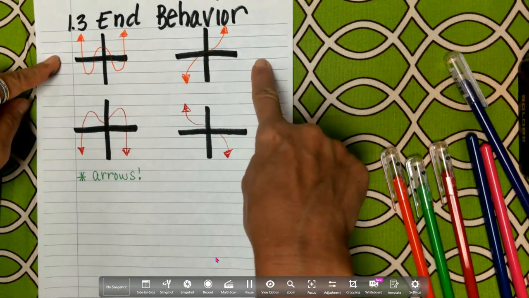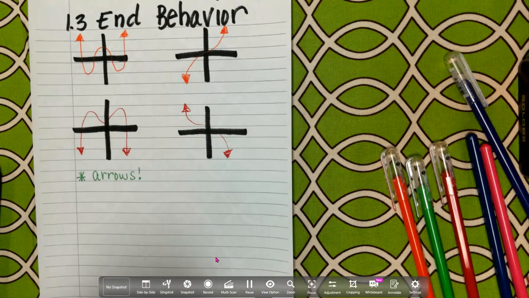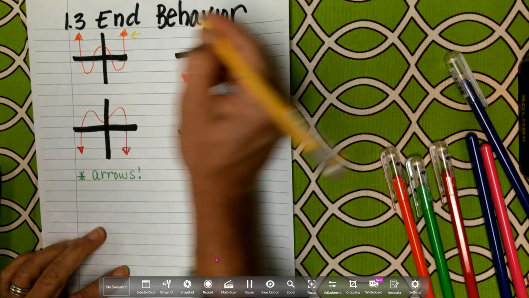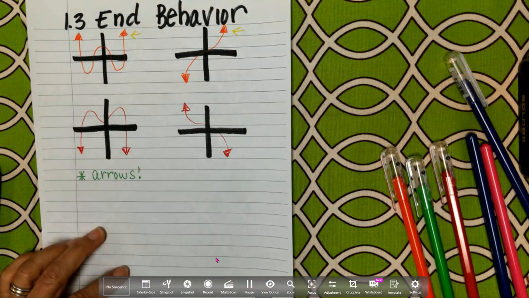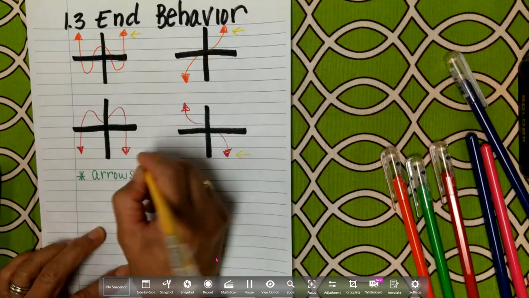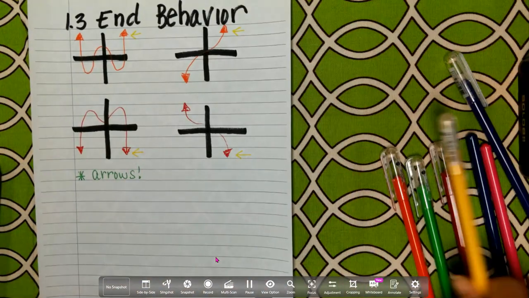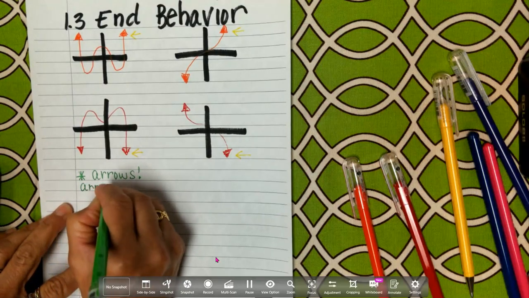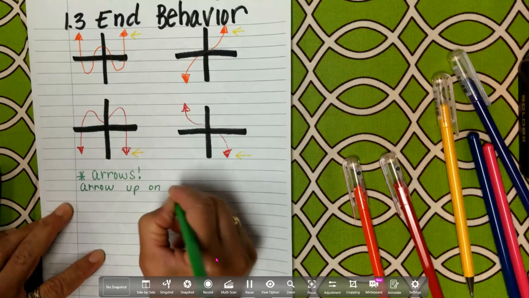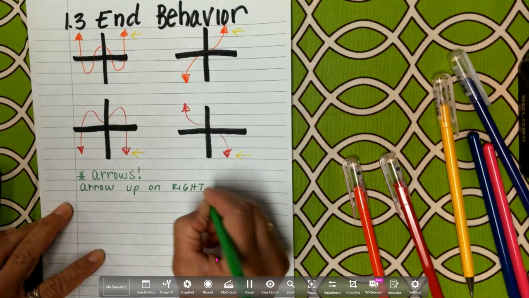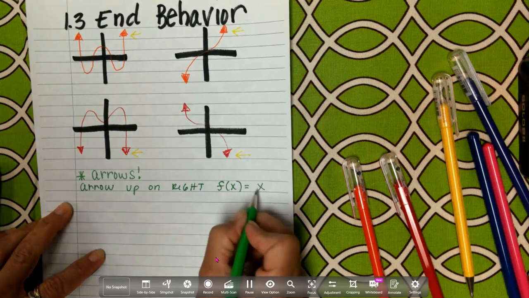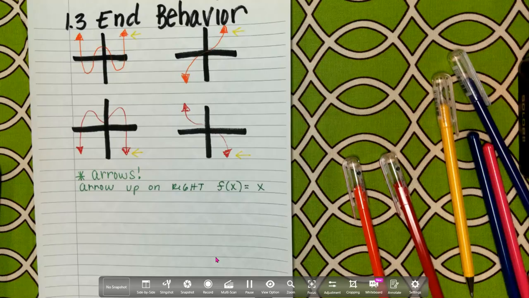These are 100% positive functions up here. And the reason why I know that is so simple. I just know because of the arrow on the right side. Always the arrow on the right side. If you have an arrow that is up on the right, that function is positive. There is a positive leading coefficient there.